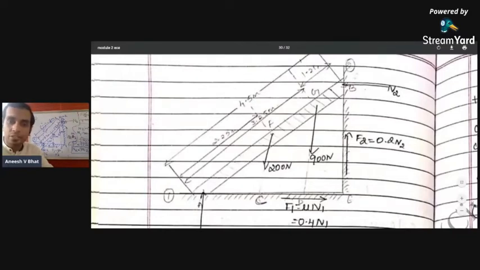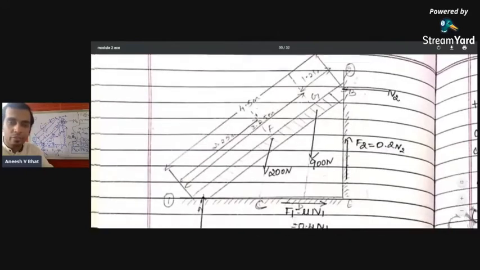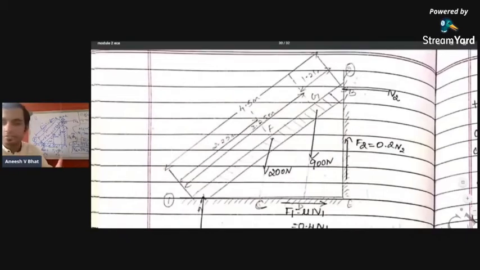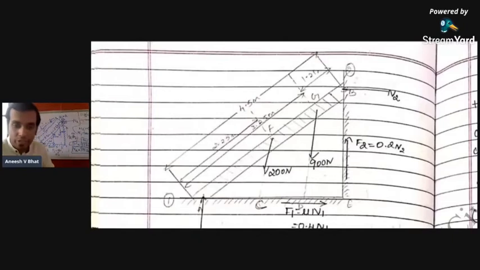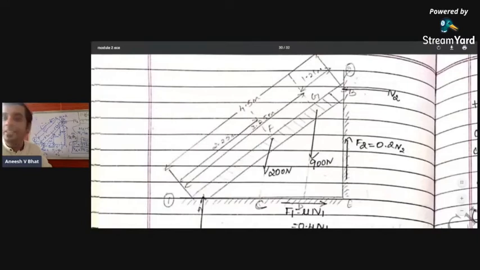4.5 is the total span of the ladder, so it will be acting at a distance of 2.25 meters from the bottom and 2.25 meters from the top. You have to extend it and make the line of action of the self weight meet the floor, which meets at C. Similarly, the external load 900 newtons acts at a distance of 1.25 meters, which is the inclined distance from the top of the ladder. So we are done with step number 1.